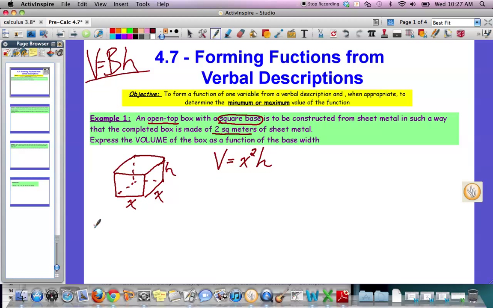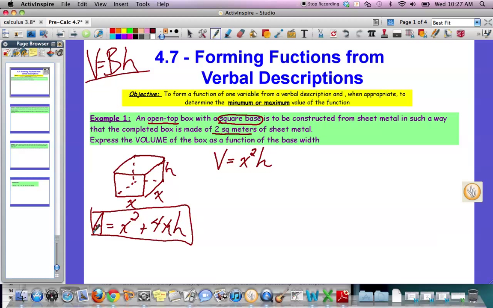So I know that the surface area of this box would be x squared plus 4xh. Take a second and process that. Do you agree with me? And why could I do it that fast? I hope you could do it that fast as well. But the bottom is x squared. There is no top. Otherwise, it would be 2x squared. Why 4xh?